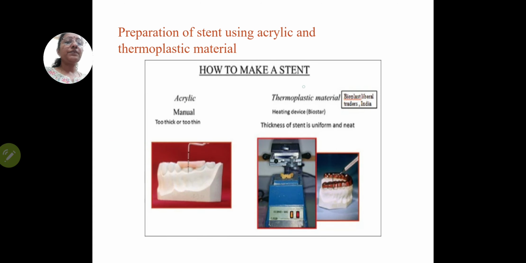This is how it is prepared. We can do it manually by heat cure or cold cure, or thermoplastic compression is used and the stent is obtained.